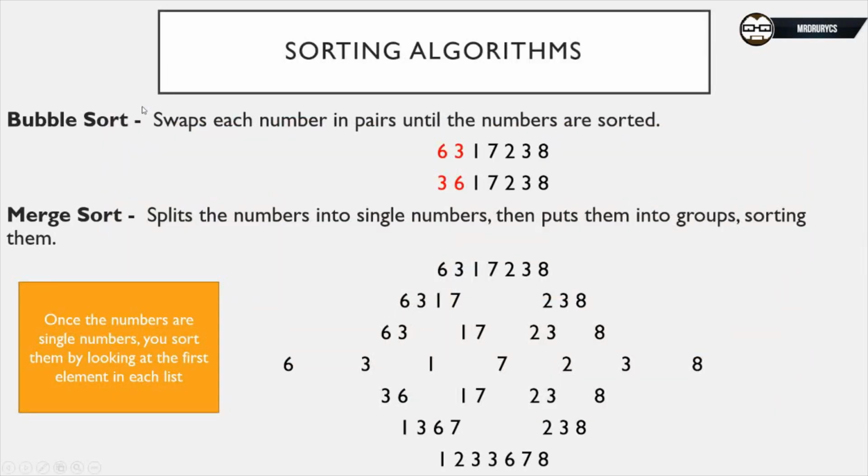Sorting algorithms, we've already been through these. So bubble sort swaps each number in pairs till the numbers are sorted. Merge sort splits them into single parts, then sorts them individually until it gets back to that full list.